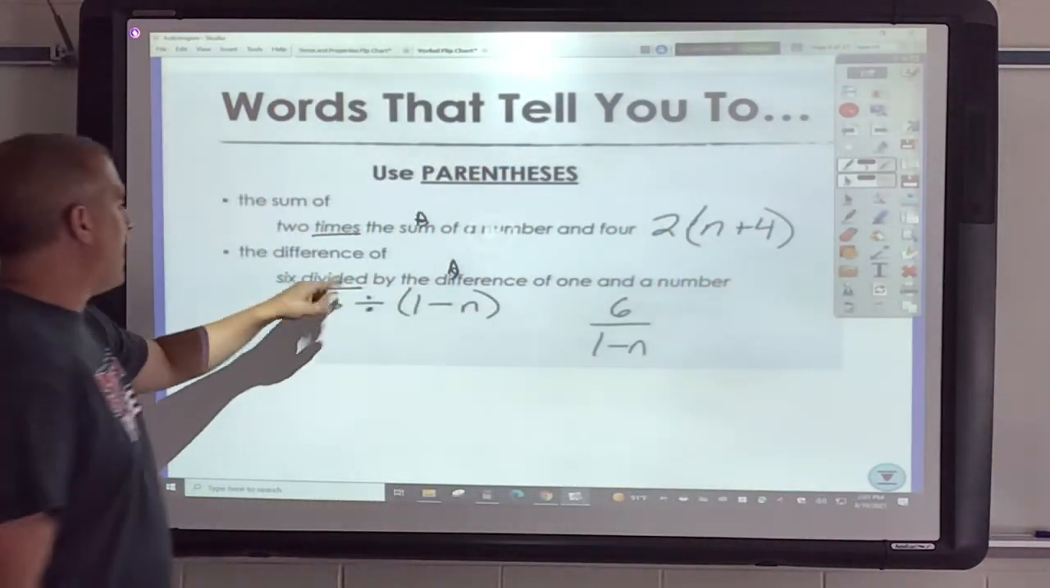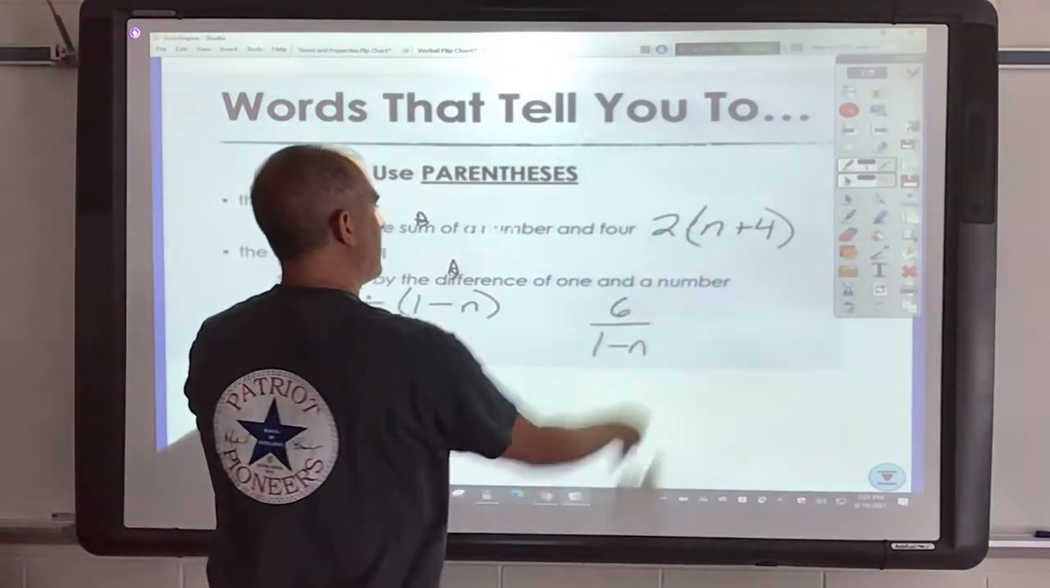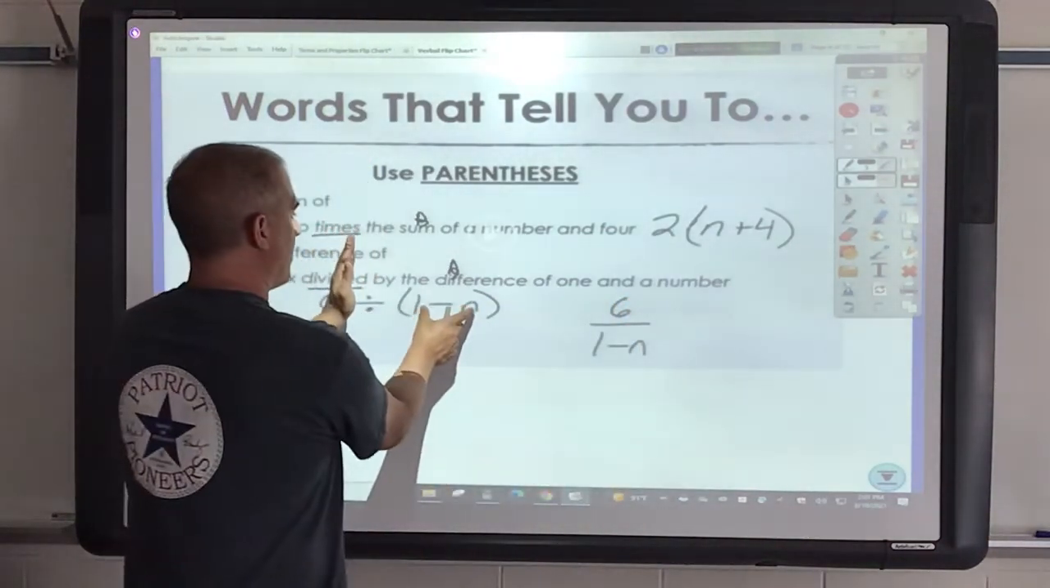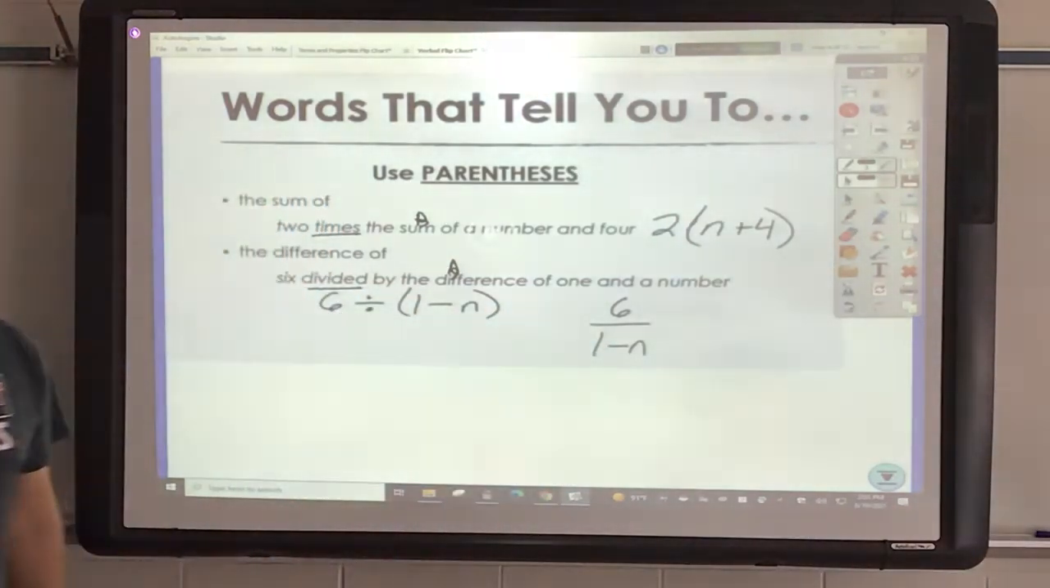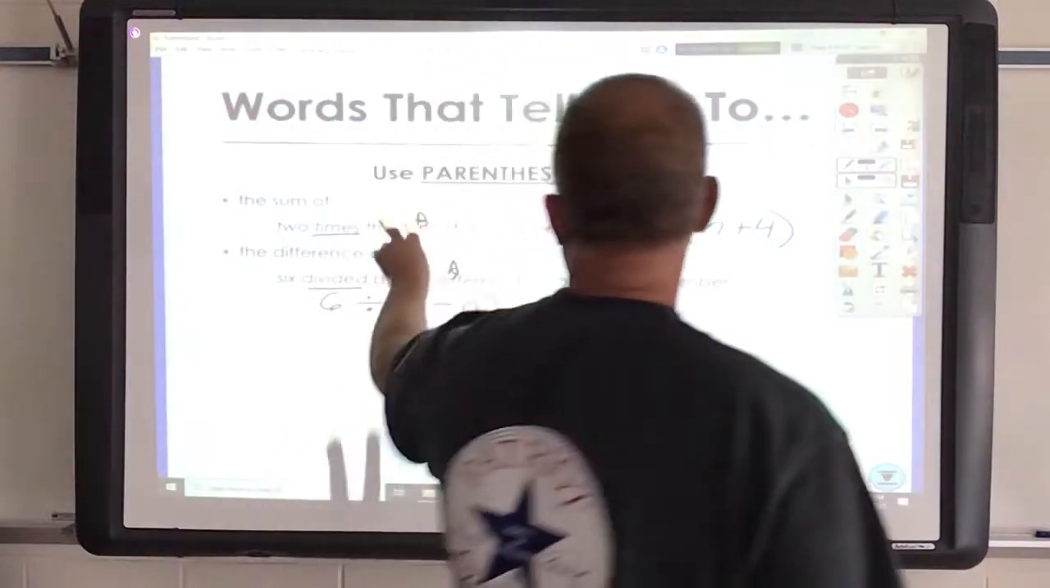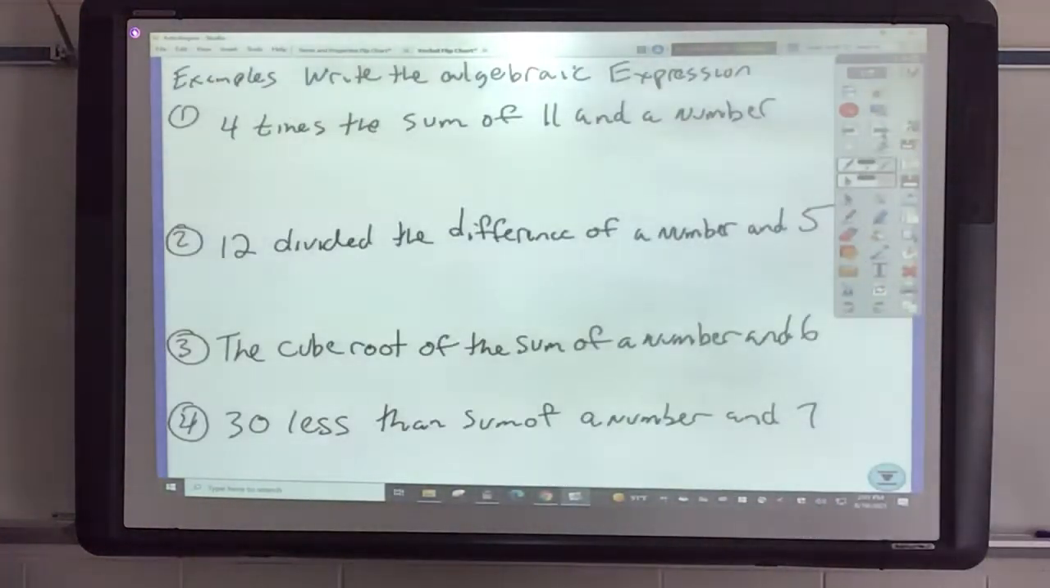8 divided by the difference of 1 and a number. So the difference of 1 and a number would be there, but since it's got that divided by, you can write it like that, or you can write it like that. So it's like multiple operations. Let's go over a couple examples.